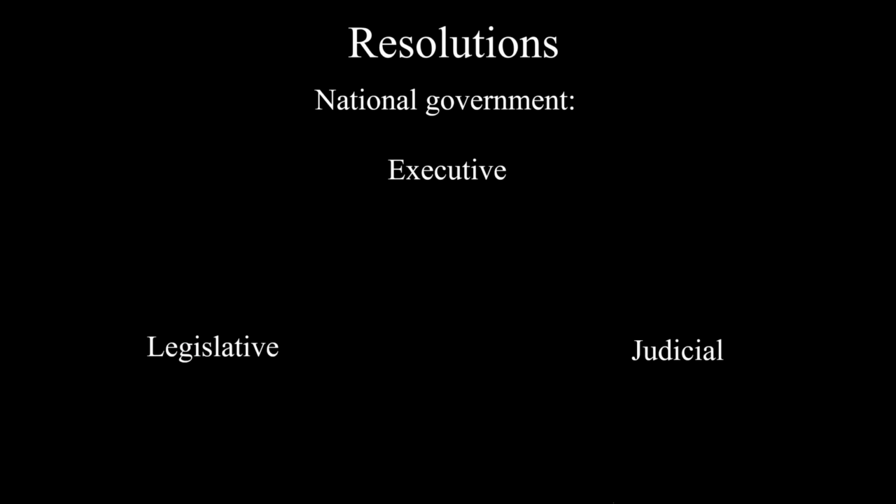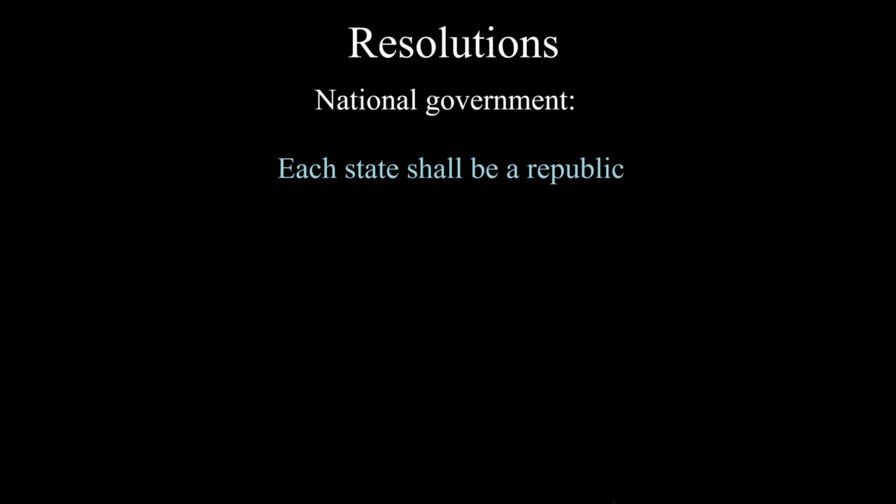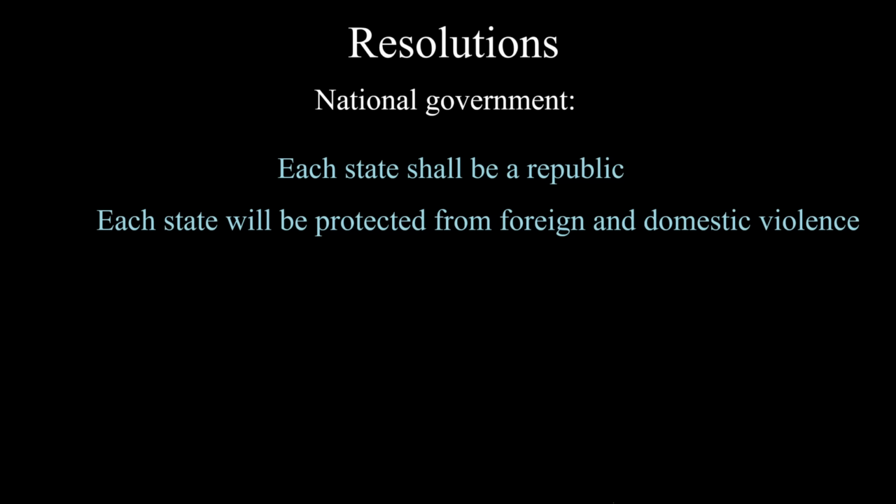While the legislative branch will make the laws, the executive will have the power to veto those laws. In addition, a supreme tribunal of judges will oversee cases under the laws passed by the national legislature. So, the people who pass judgment on the laws are different than the people who make the law. Each state is guaranteed a republican form of government. Each state shall be protected from violence, both foreign and domestic.